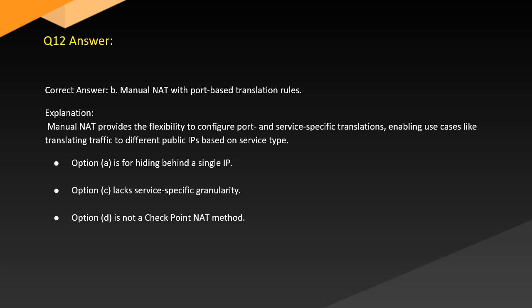Option A is for hiding behind a single IP. Option C lacks server-specific granularity. Option D is not a Check Point NAT method.